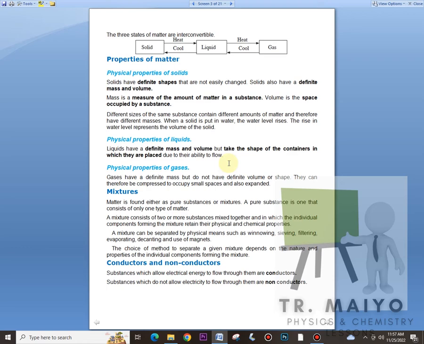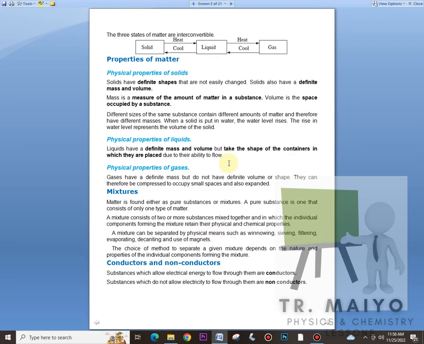A mixture can be separated by physical means such as winnowing, sieving, filtering, evaporating, decanting, and use of magnets. The choice of method to separate a given mixture depends on the nature and properties of the individual components forming the mixture.